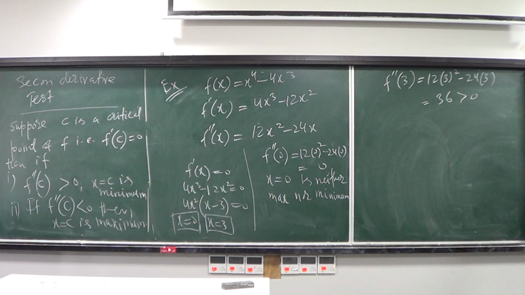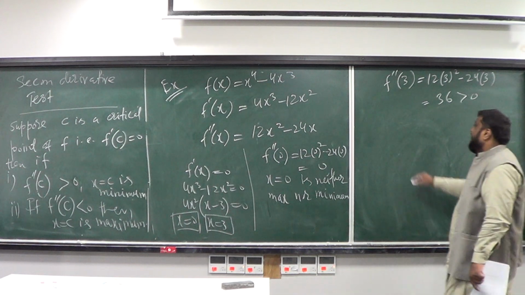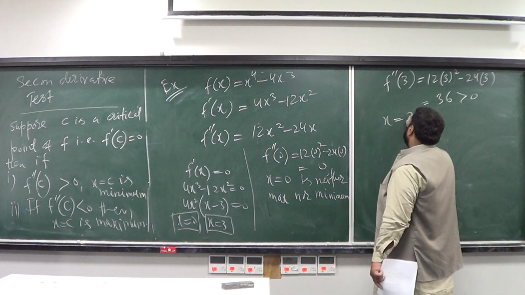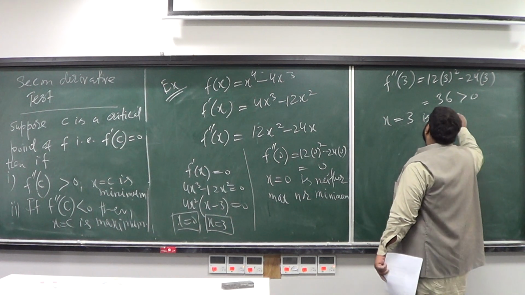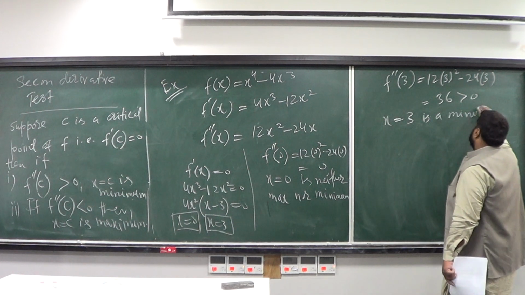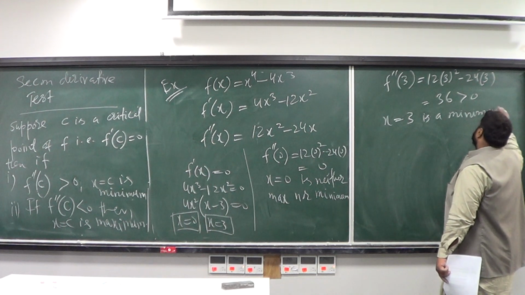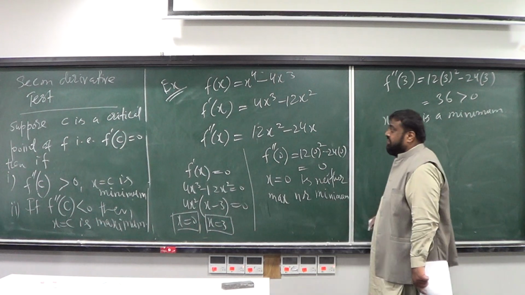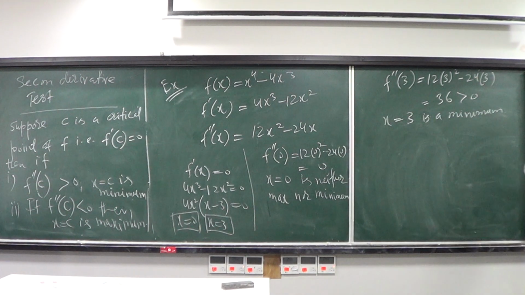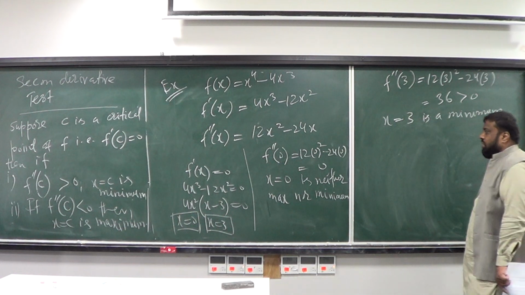And since the second order derivative at 3 is positive, you say x equal to 3 is a minimum. Okay? So the function has only one local minimum. Maybe that local minimum is also an absolute minimum. The second order derivative test is simple to apply.